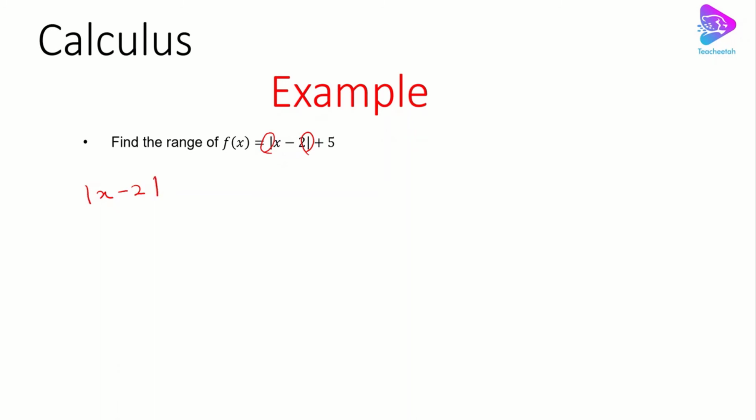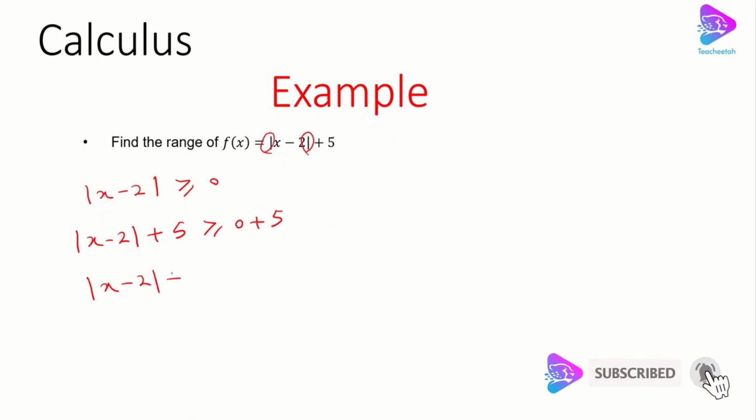So from there we can say the absolute value of x minus 2 is always positive, basically equal to 0 or more than 0. Then if we want to construct this function, we can add |x - 2| + 5 and add 5 to both sides, so it's going to be 0 plus 5, and it means that |x - 2| + 5 is equal to or bigger than 5.